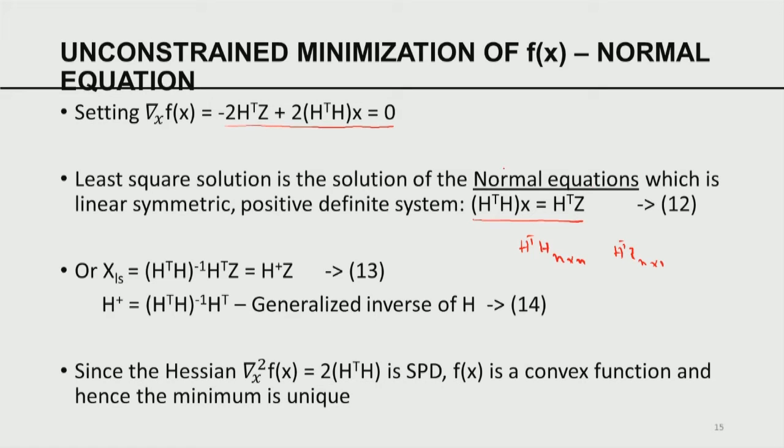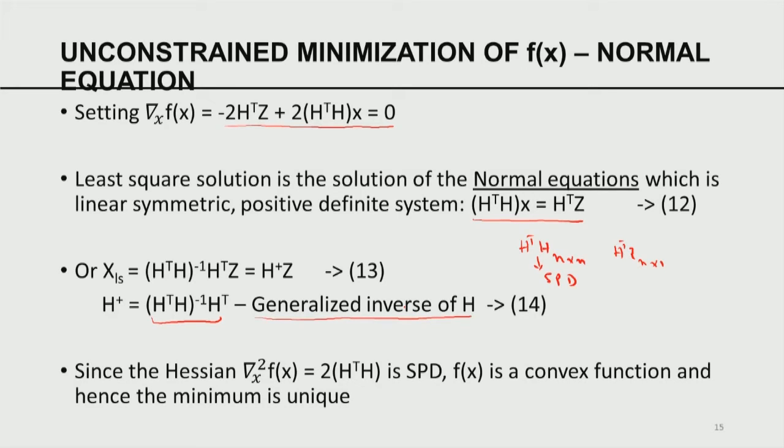Such systems in least square methodology are called normal equations. These are the set of normal equations. By solving this, and this matrix is symmetric and positive definite, I can solve this by taking the inverse. Therefore, the least square solution x LS is H transpose H inverse times H transpose z, which I write as H plus z, where H plus is equal to this, and that is called the generalized inverse of H. You remember when we talked about matrices, we talked about the general notion of generalized inverse of matrices. So, here we have, for the first time in trying to solve a least square problem, come across the notion of a generalized inverse of a matrix.